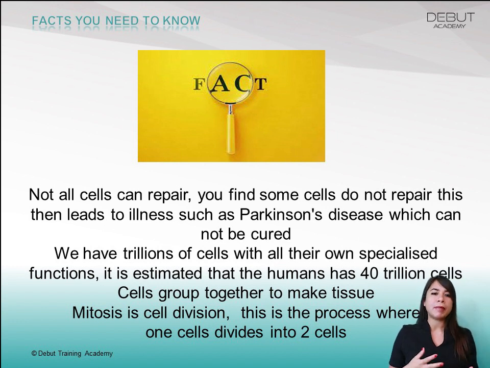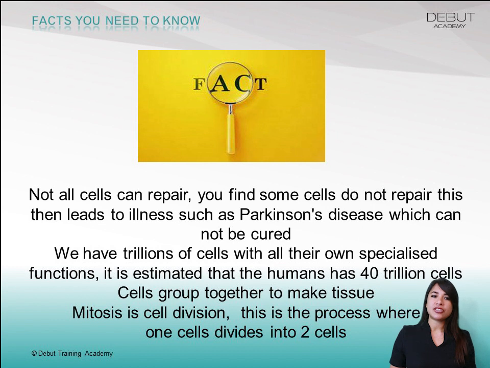So cells do repair. Damaged cells can repair themselves, but not all cells are repairable. And once they're damaged, there's no way of getting them back. So that's where we get things like Parkinson's disease, anything to do with the nervous system. There's certain parts of the nervous cells that do not repair, and that's why we can only manage them with medication at the moment.